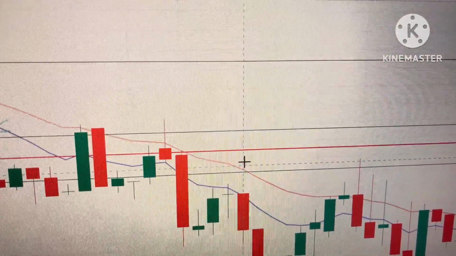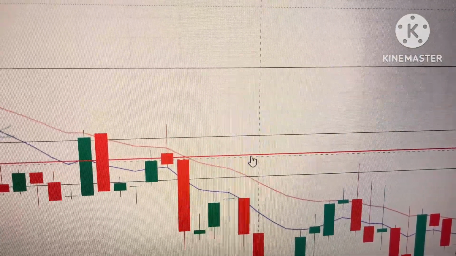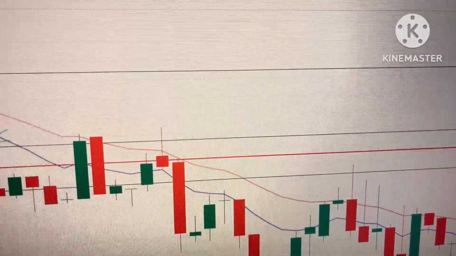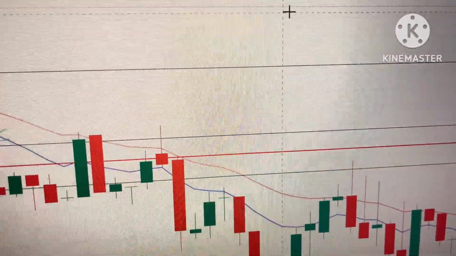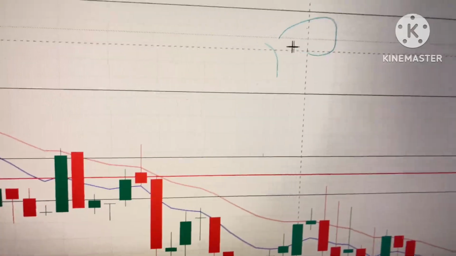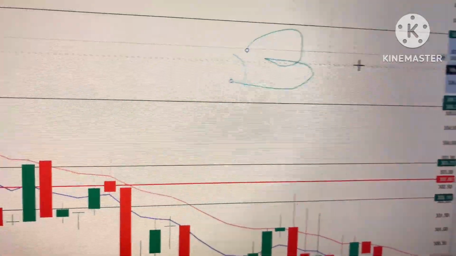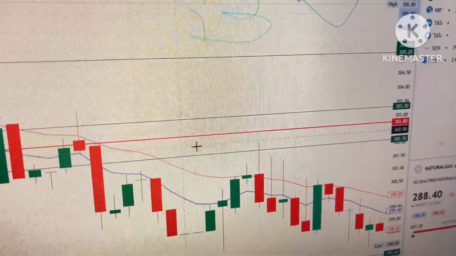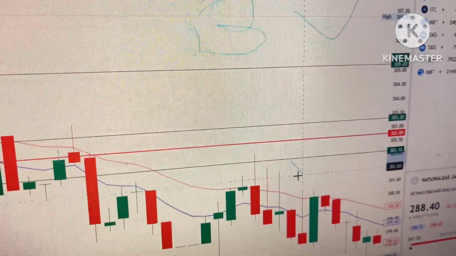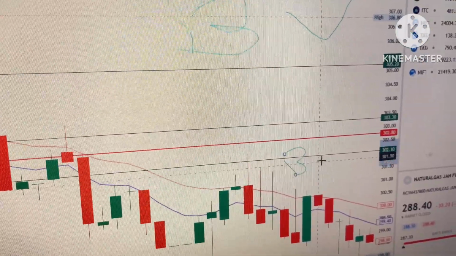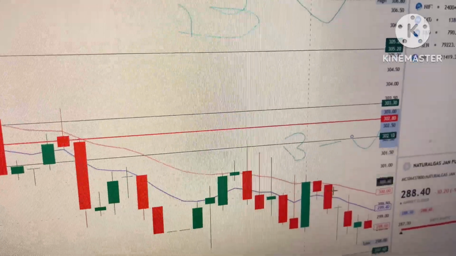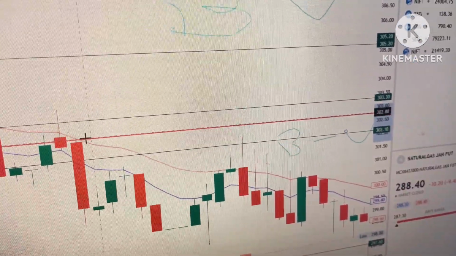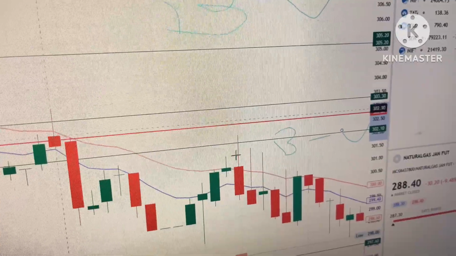Now if the market sustains above this red candle, that means it will be a bullish view. Market will have a bullish view. But if it sustains below this red line, that means a bearish view. So for your understanding, we will draw this line.